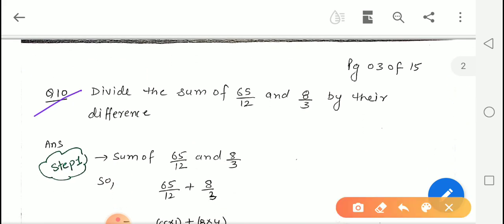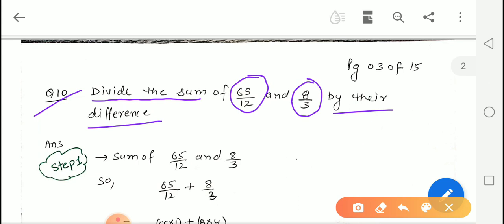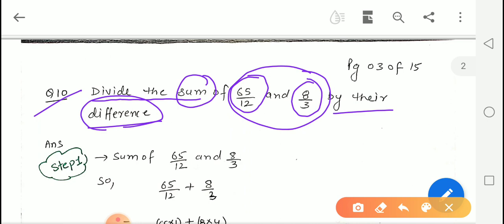Question number 10. Let us understand the statement. Divide the sum of 65 upon 12 and 8 upon 3 by their difference. So in this question, first we have to find out the sum of these two numbers only. Then we will find out the difference of these two numbers only.